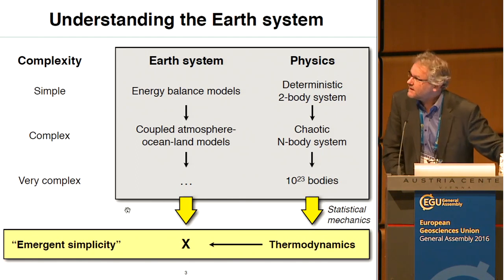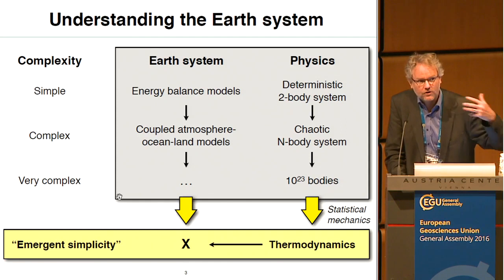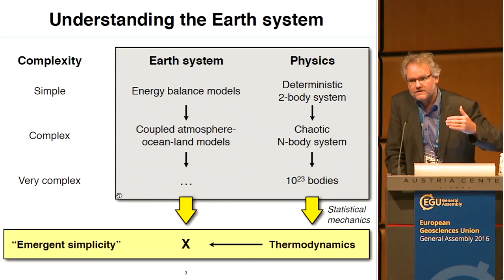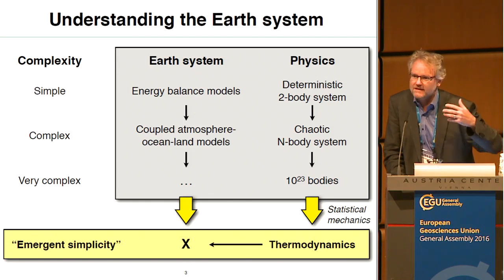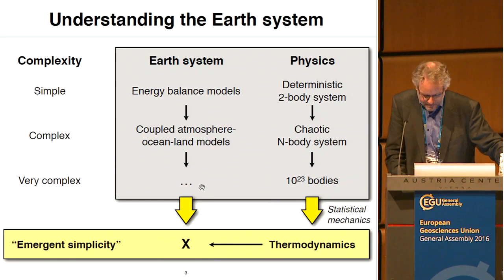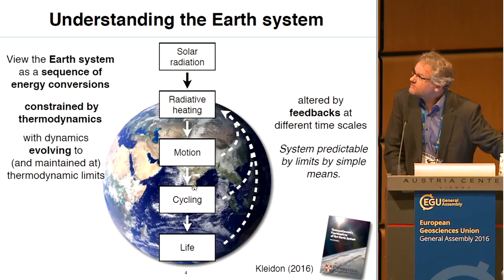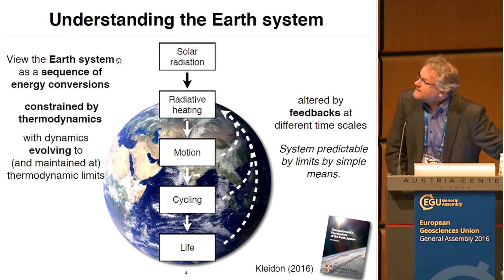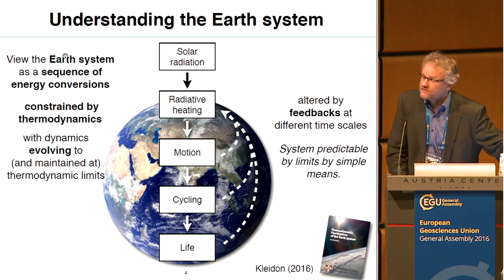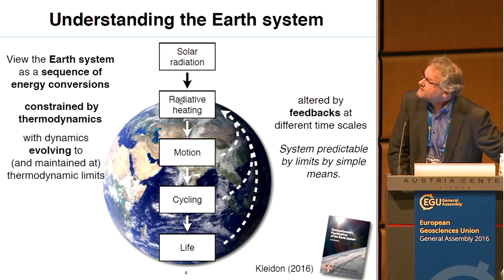I use the term emergent form of simplicity, so it's not an ad hoc simplicity. The emergent behavior is so simple because the system is so complex that in the end it is being constrained by thermodynamics. The way this can be applied is outlined here. It's a view where you see the Earth system as a consequence of energy conversions that are driven by solar radiation. These conversions are constrained by thermodynamics. The dynamics in the system evolve towards or are even maintained at these thermodynamic limits. There are important feedbacks at different timescales that alter these limits, but in the end, the system becomes predictable because it is constrained by these thermodynamic limits.